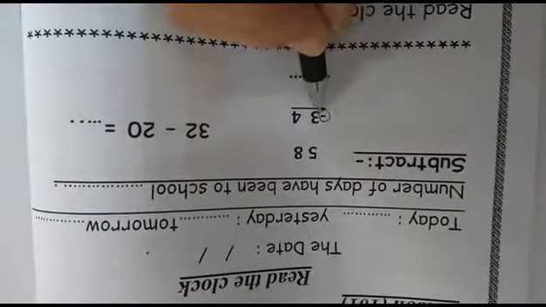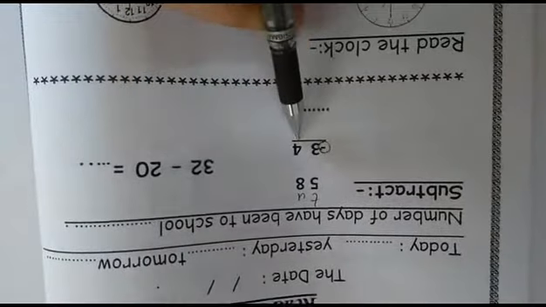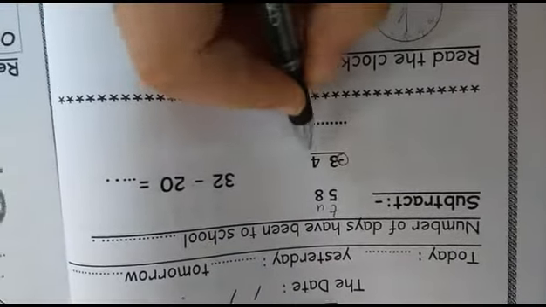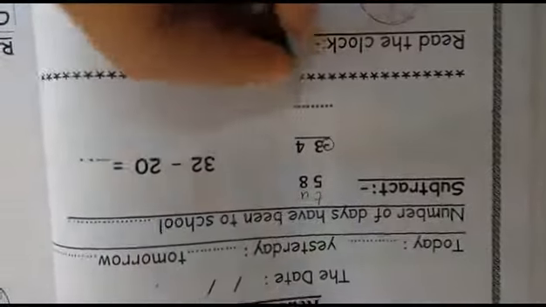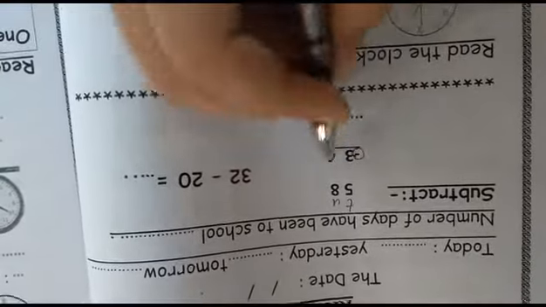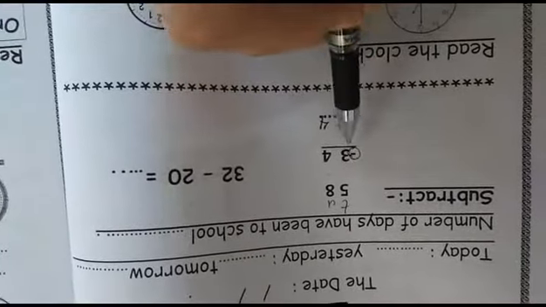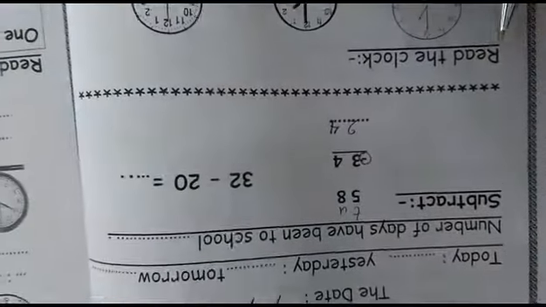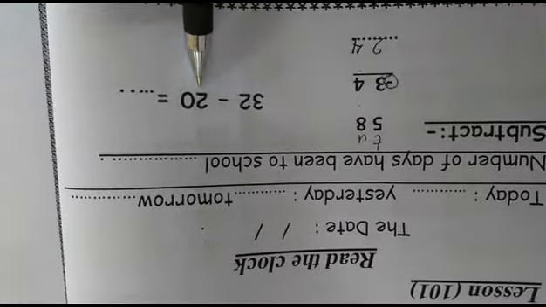Subtract, it means I will make what? I will make minus. Here I will write units, tens. 8 minus 4 equal what? I'll close my hand and count after 4 up to 8: 5, 6, 7, 8. 4. 5 minus 3 equal what? Excellent, equal 2. If you don't know, close your hand and count after 3 up to 5. My result is 24. The next, 32 minus 20.